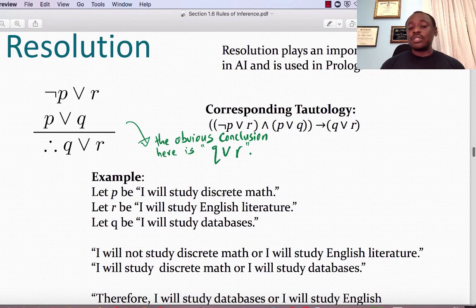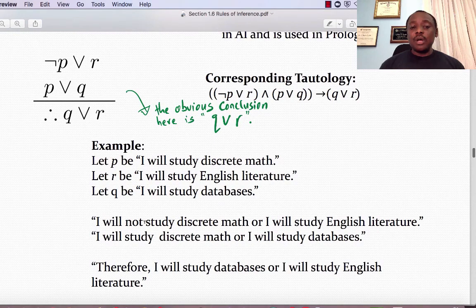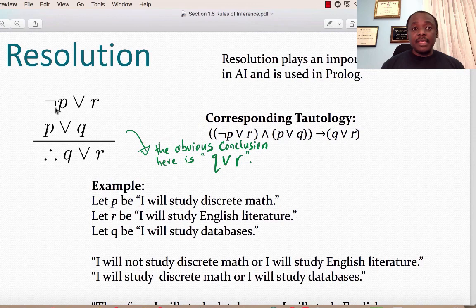Example, P is I will study discrete math, R is I will study English literature, and Q is I will study databases. So I tell you, I will not study discrete math or I will study English literature. I will study discrete math or I will study databases. You leave my presence, what is in your head for sure? He is going to study English literature or databases. Remember, these two are linked up with and. I.e., if I do know that not P or R is true and P or Q is true, then my obvious conclusion is Q or R.